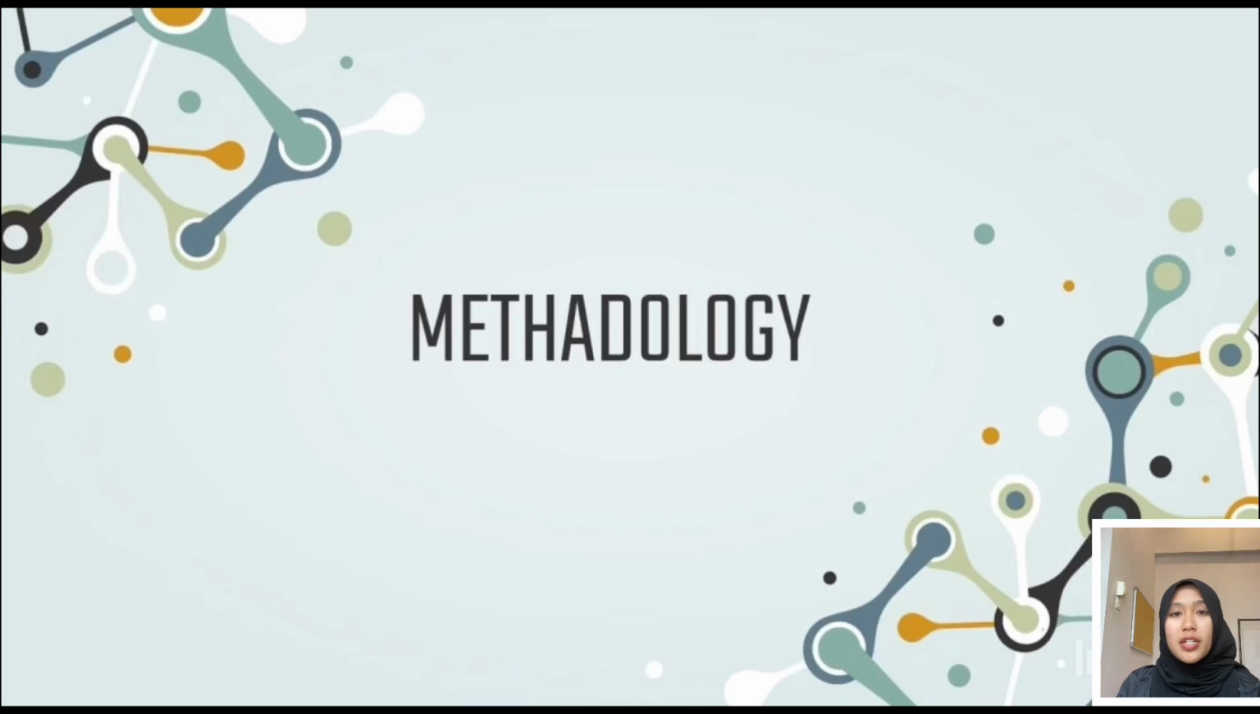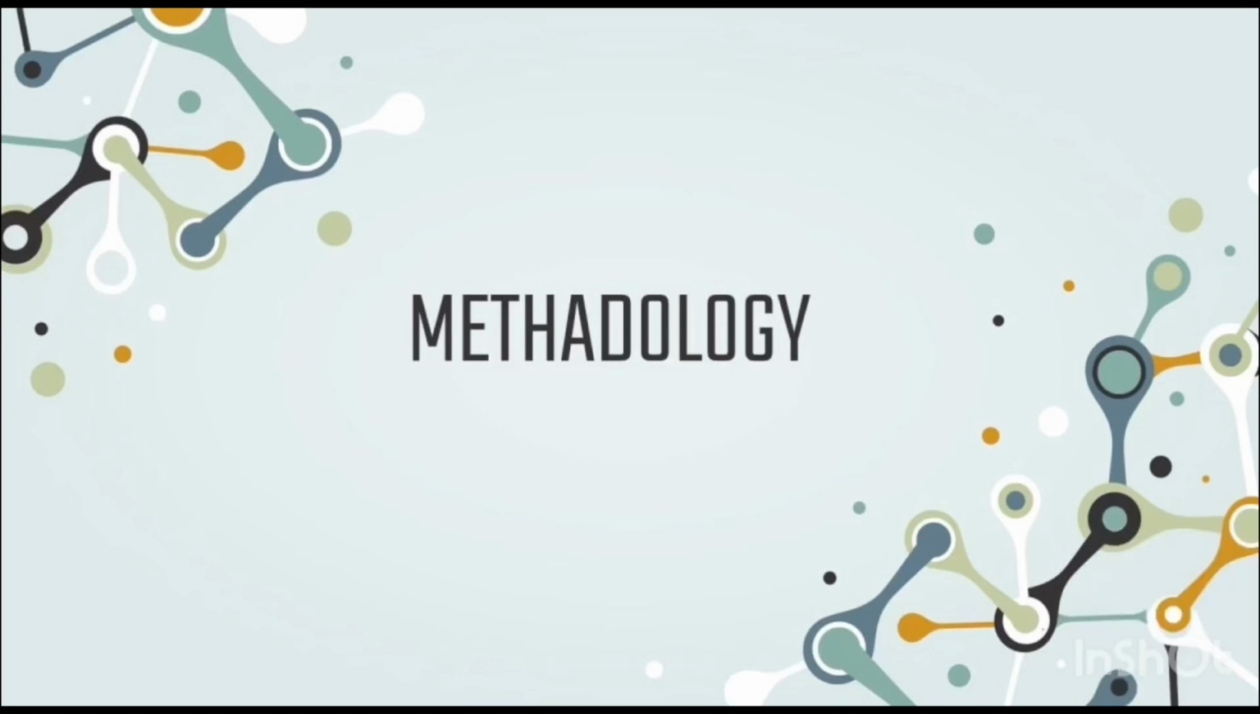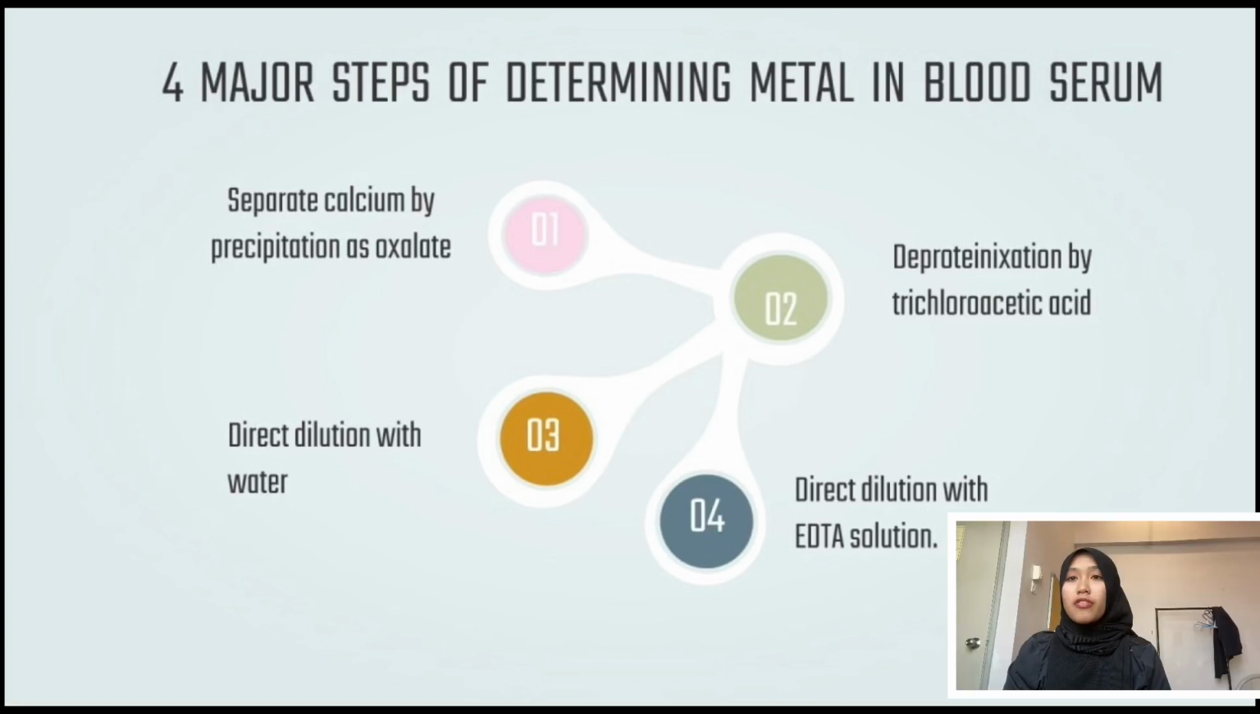Hi, my name is Nabila and I'm going to present the next part of the case study, which is the methodology. There are 4 major steps of determining metal in blood serum. The first major step is separate calcium by precipitation as oxalate. The second major step is the deproteinization by trichloroacetic acid. Thirdly is the direct dilution with water. And finally is the direct dilution with EDTA solution.